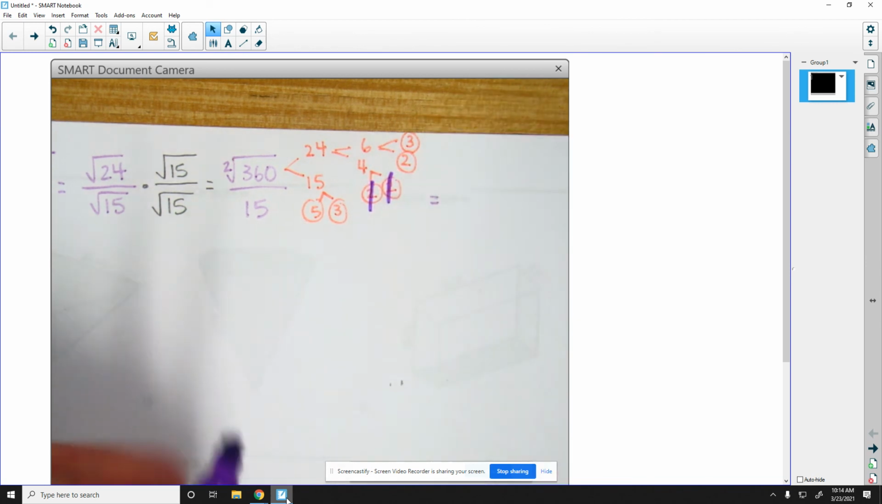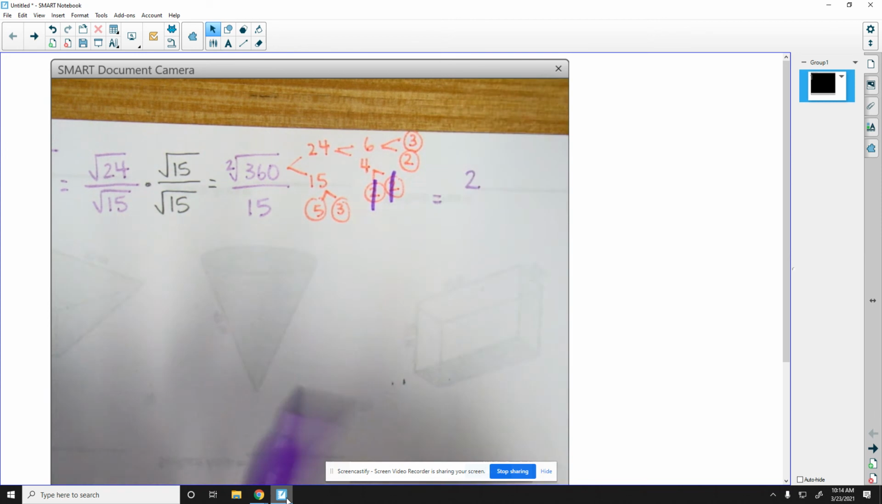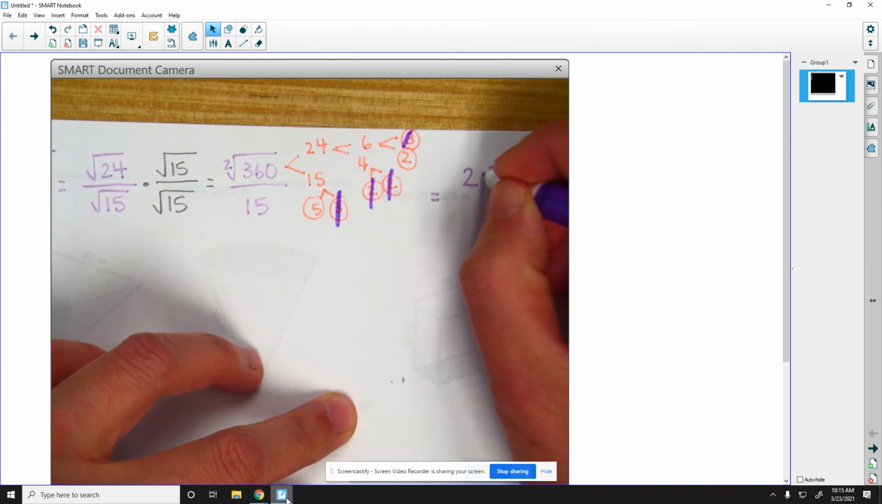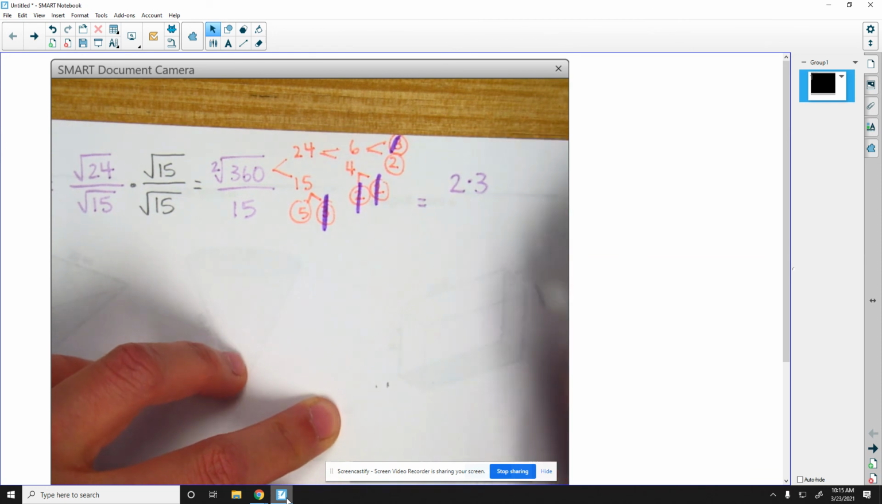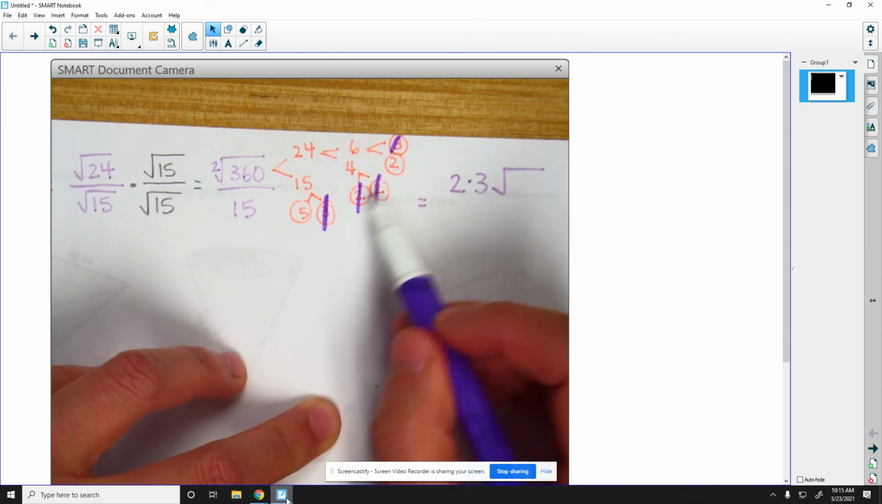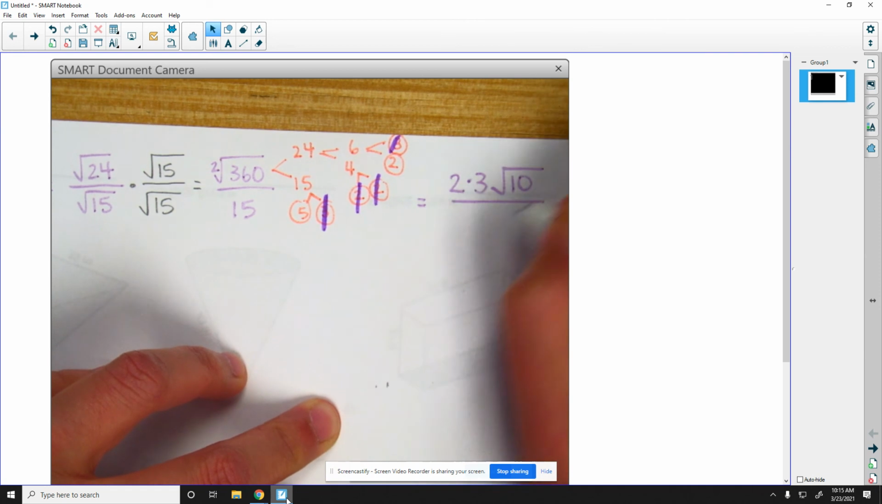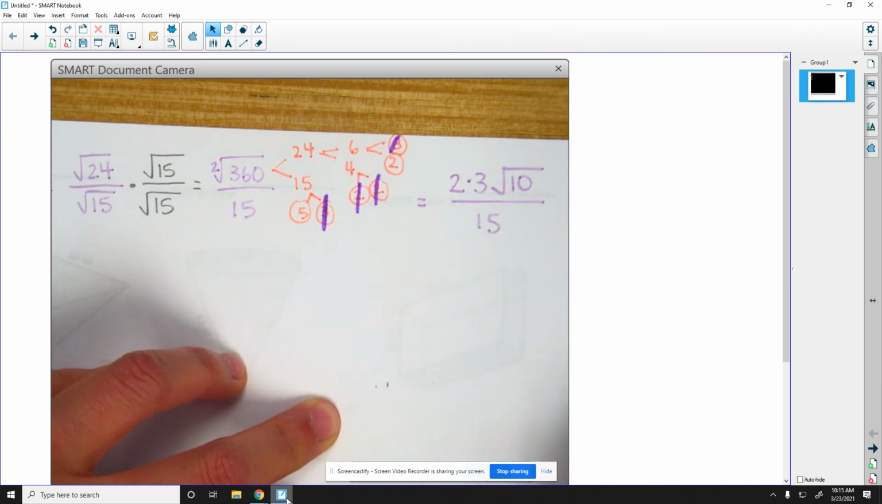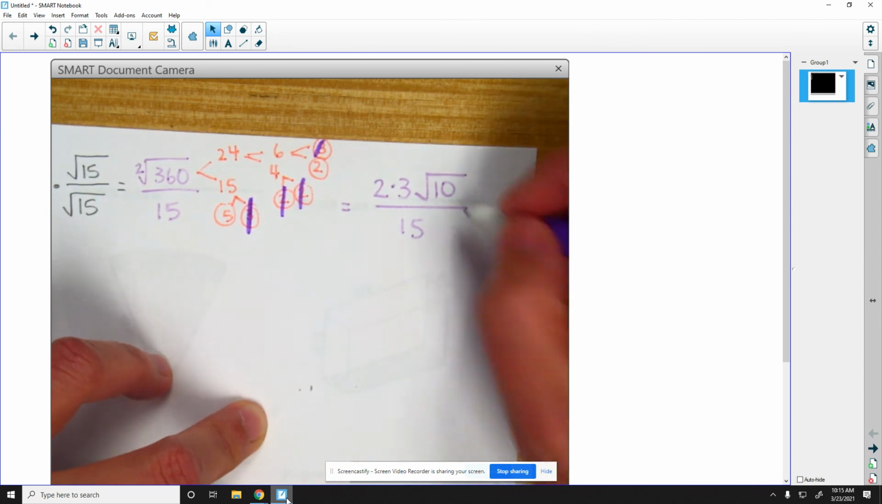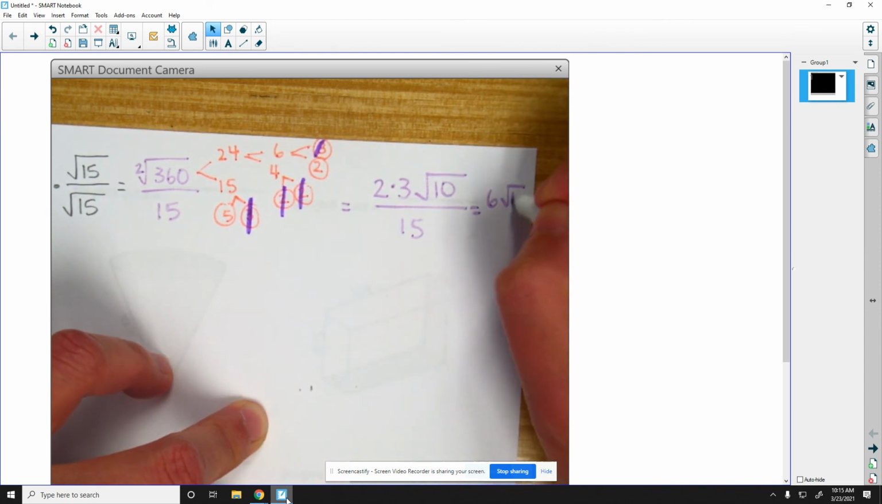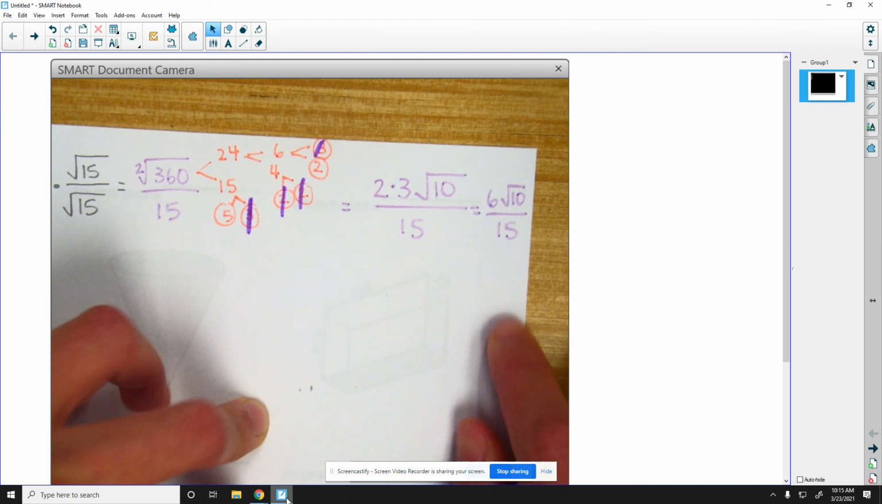So I have a group of 2 there, so right on the outside. I have a group of 3s, so put it on the outside. Remember, you always multiply them. And then under the radical, there's a 5 and a 2 left over. So that's how she got radical 10 over 15. Yes, so you were right. Congratulations. Seriously, good job. 6 radical 10 over 15.